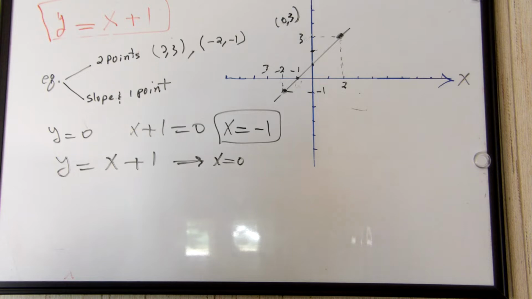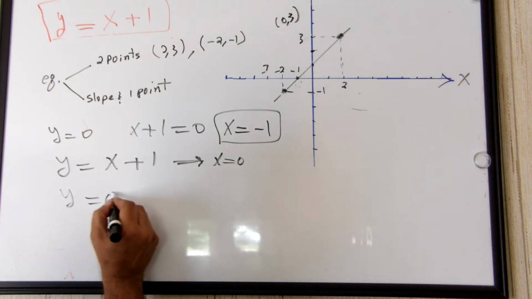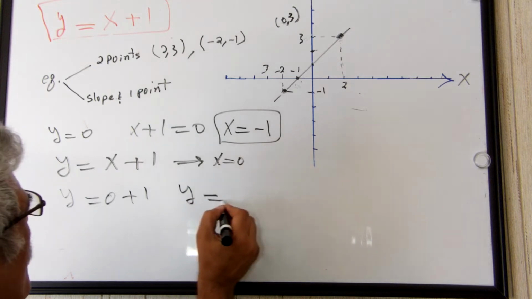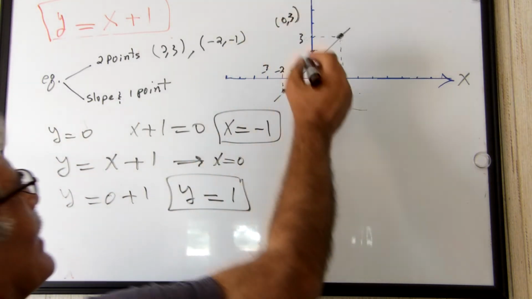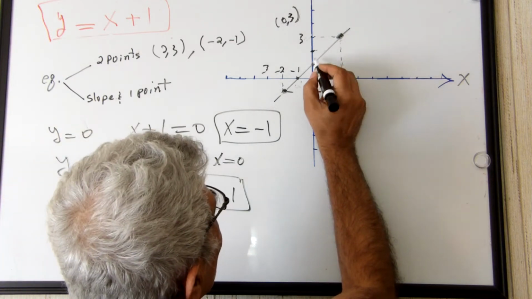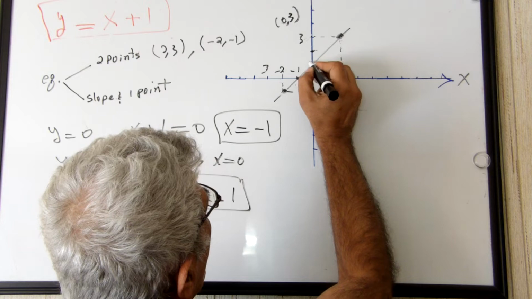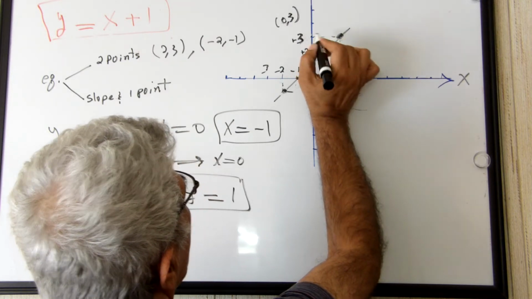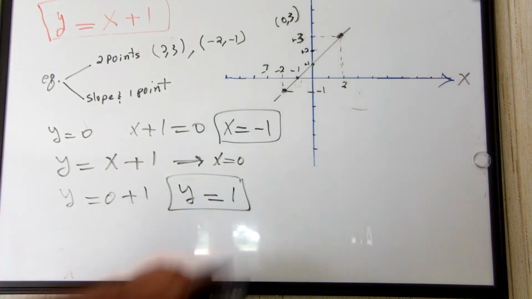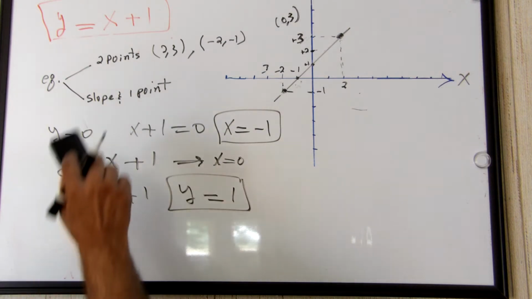So, let's see. We said x is equal to 0, y is equal to 0 plus x, y is equal to 1. It intercepts the y-axis here, where x is 1, plus 1, plus 2, plus 3. So it intercepts the y-axis at 1.